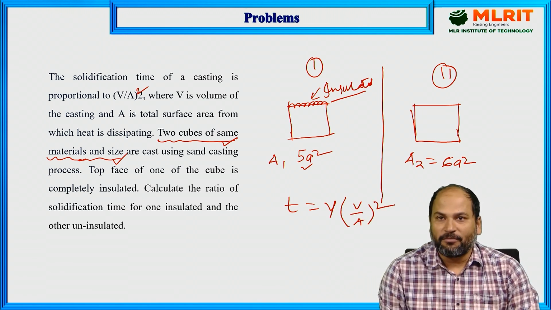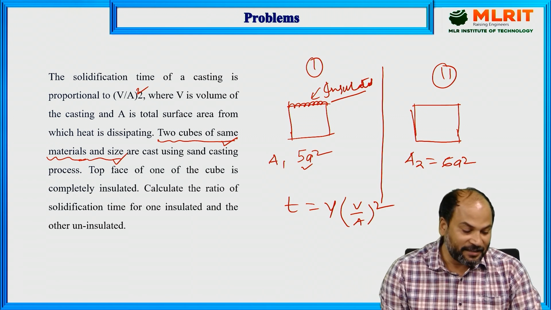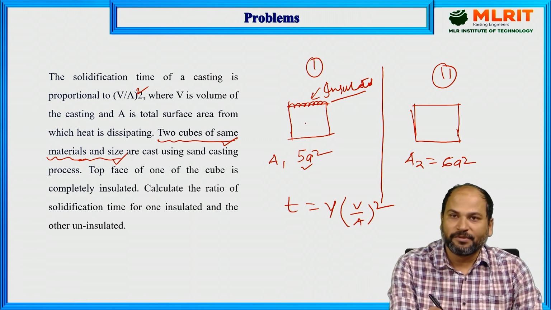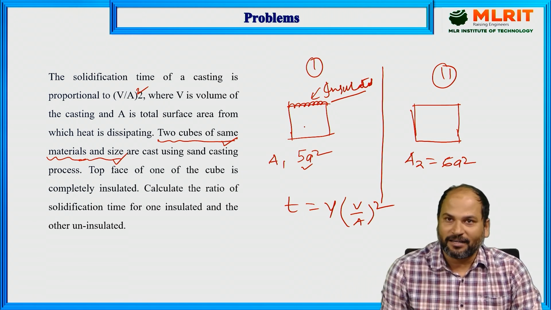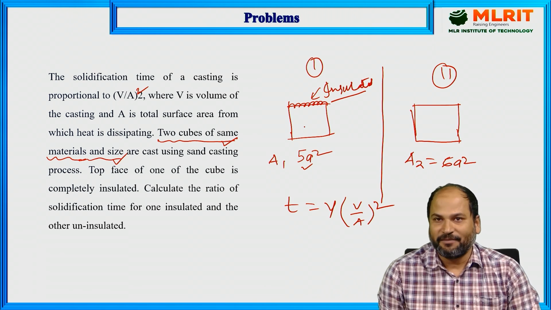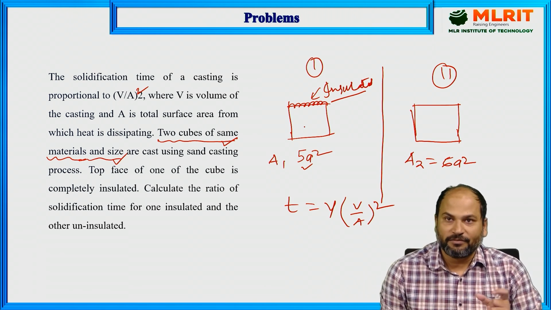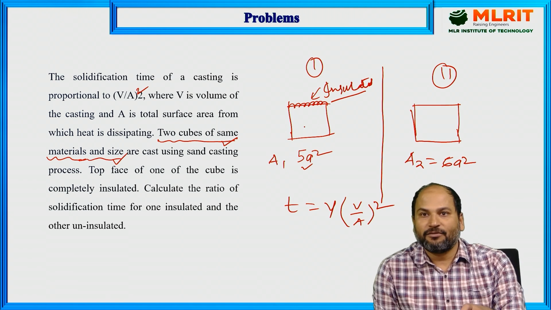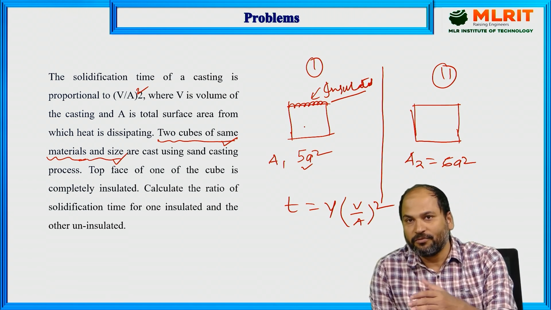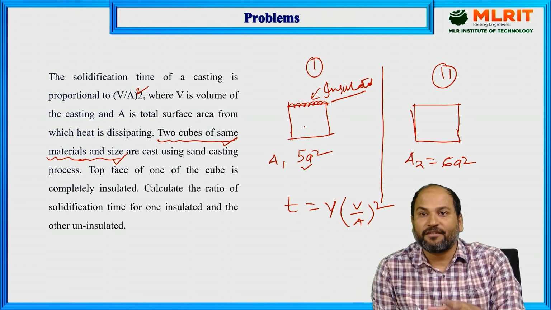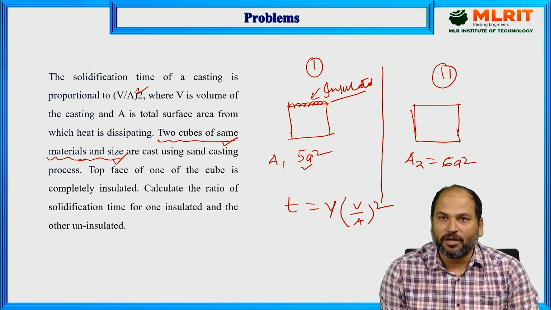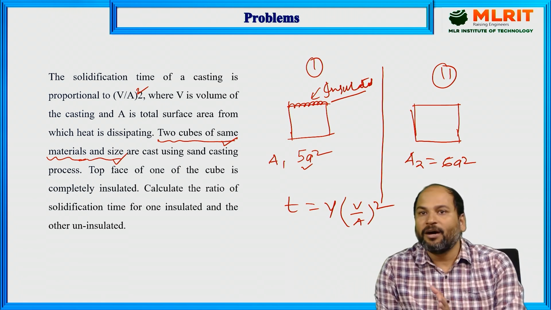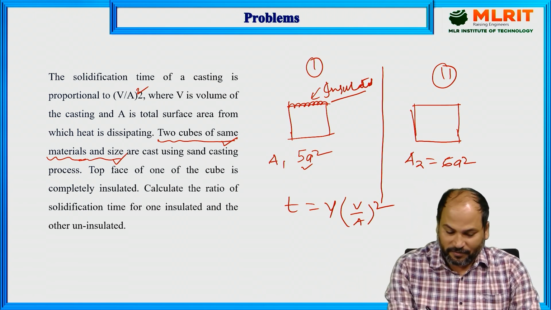In this problem it has been clearly given that the size is the same, meaning whatever the volume of cube 1 is, the same volume is of cube 2 also. So both are of the same size and the material is also the same. So what is the difference? Because of the insulation of the first cube, the surface area through which heat is dissipating is different in the two cases. If you look at this formula, as this is a constant for a given material, we can see that time is inversely proportional to the square of the surface area.